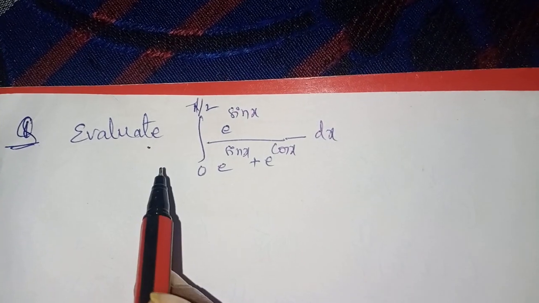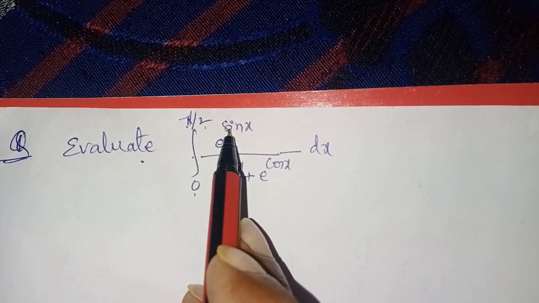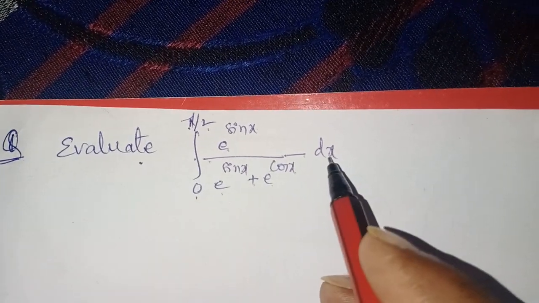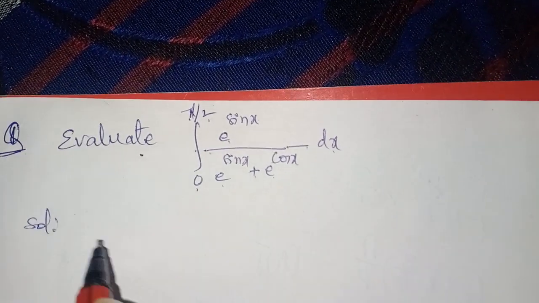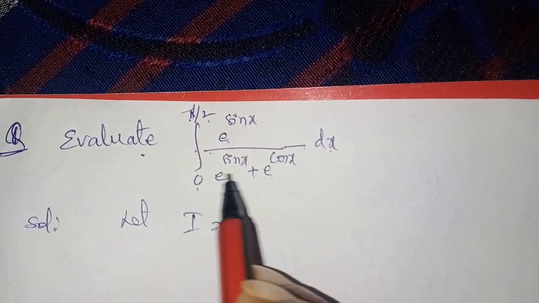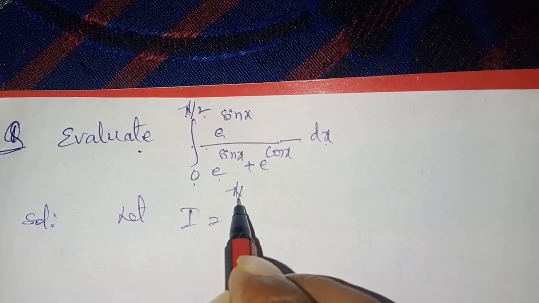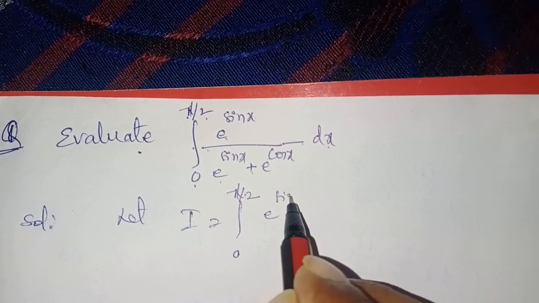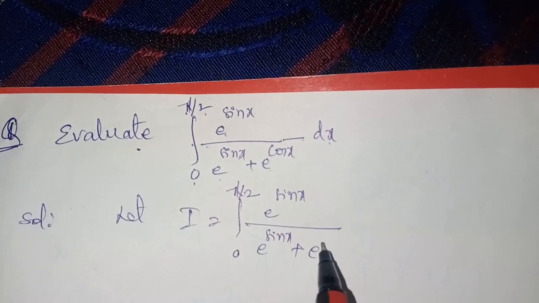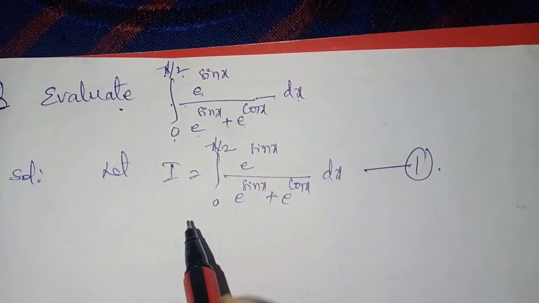Evaluate, this is a very important problem. Evaluate the integral from 0 to pi by 2 of e power sin x upon e power sin x plus e power cos x dx. Solution: let us assume I is equal to the given question, that is, integral 0 to pi by 2 e power sin x whole upon e power sin x plus e power cos x dx. It is equation number 1.